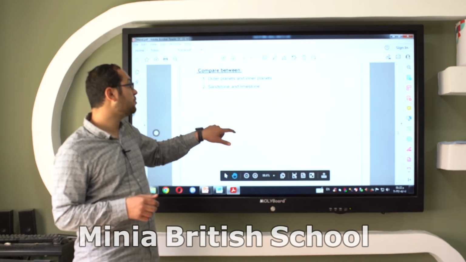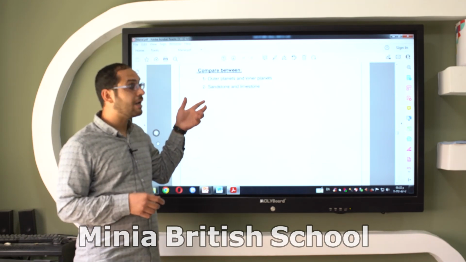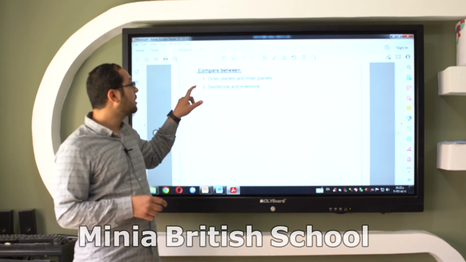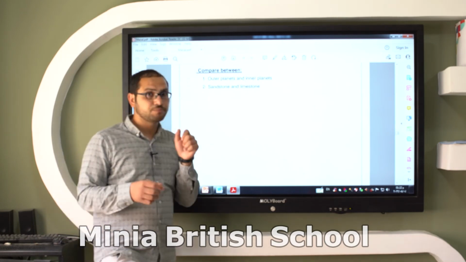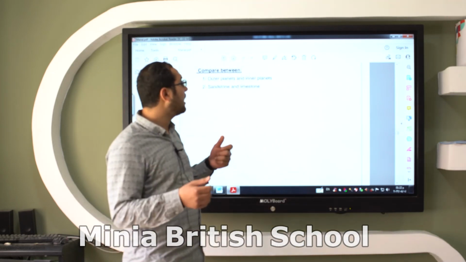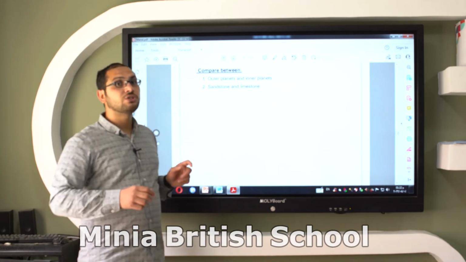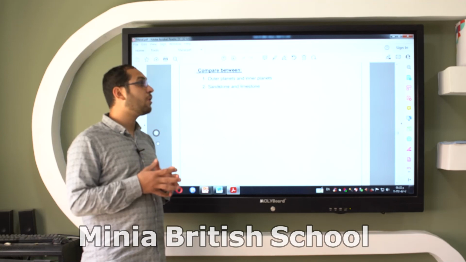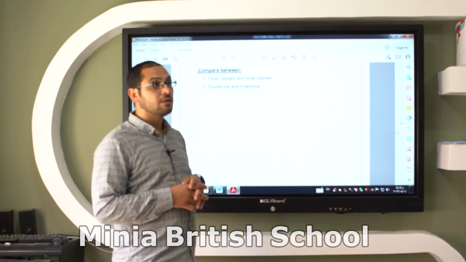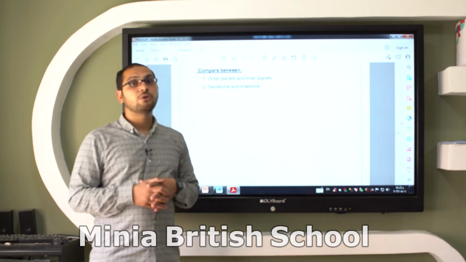Sandstone and limestone. Sandstone, its color is yellow, but limestone is white. Sandstone, its texture is rough, and the limestone is smooth. The sandstone consists of quartz, but the limestone consists of calcite, CaCO3. Okay, this is about all revision.